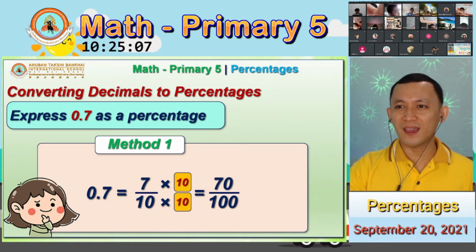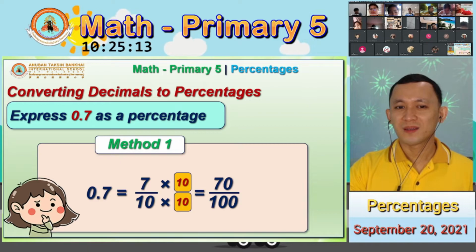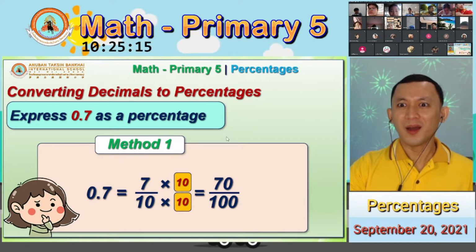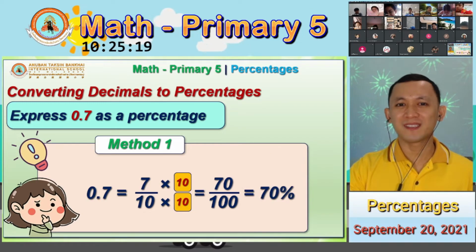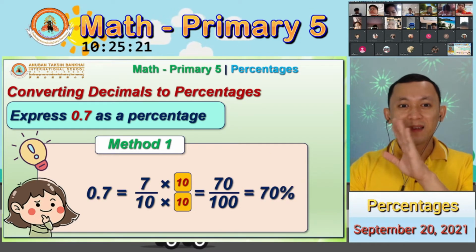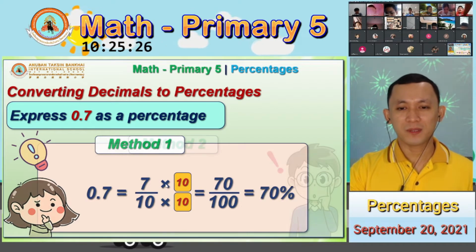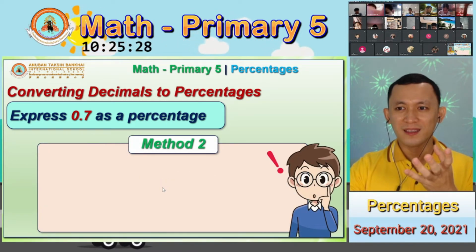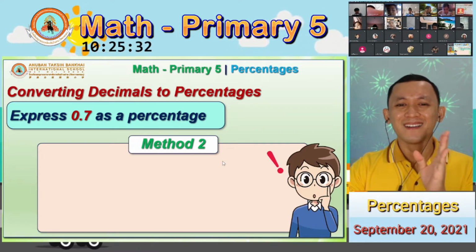So what's this in percent? 7%? No, 70%. We have 70%. Be careful of your numbers.